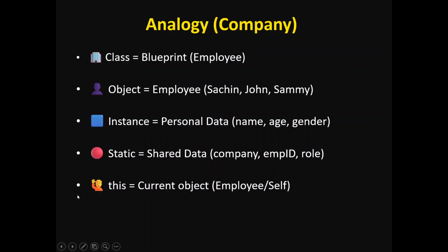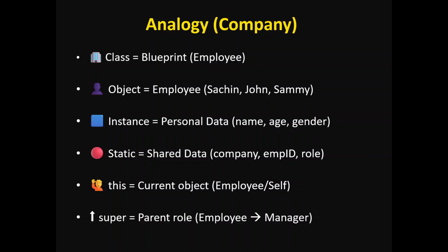Next, the this keyword represents the self object or the current object. We can say employee is the self object, whereas super will represent the parent role. For example, an employee has a manager. From the employee we can access the parent object properties using the super keyword. So this is about how we can understand class, object, instance, static, this and super keyword with the help of the Employee and the Company class.